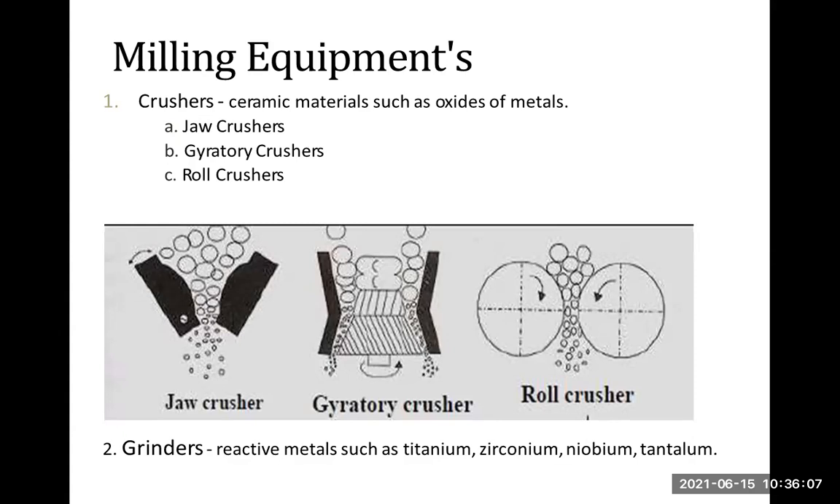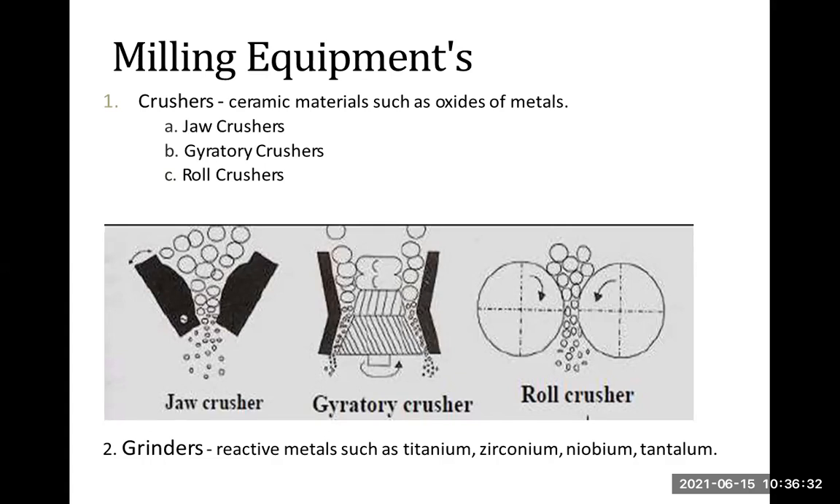In the gyratory crusher, a circular rotation is placed and the material is fed above it. The next one is the roller crusher. Here, both the rollers rotate in opposite directions. One is clockwise and the other is anti-clockwise. Regarding the requirement, it depends on what type of pressure has to be utilized.